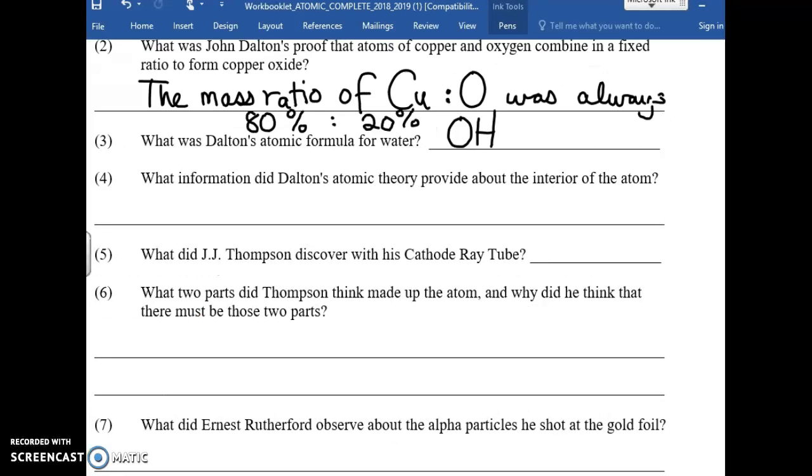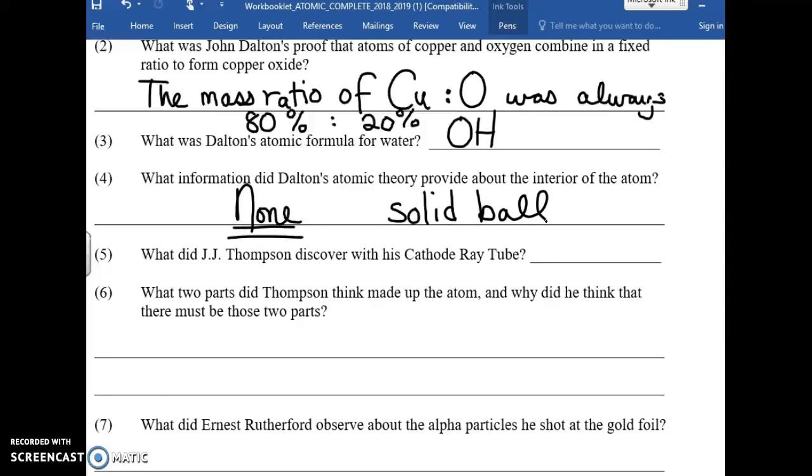Number four, what information did Dalton's atomic theory provide about the interior of the atom? Well, without jumping into the text, let me just say none. You will find no information. He wasn't able to provide any. He made no argument. He said it was essentially a solid ball.